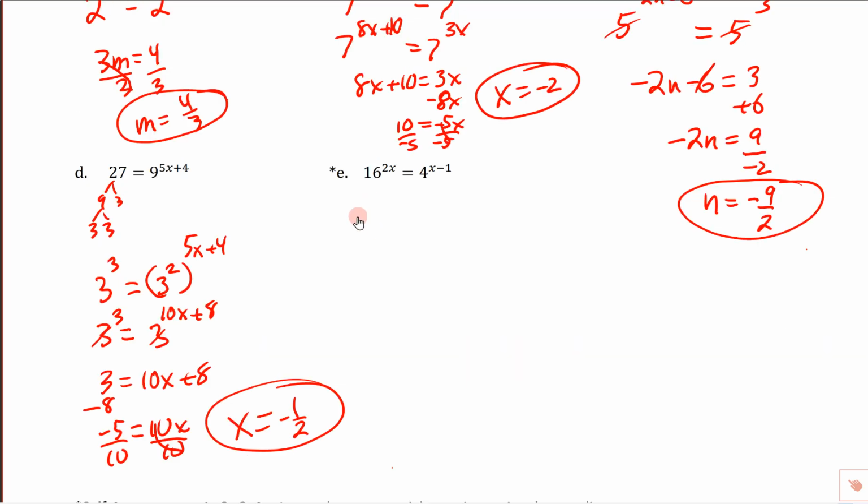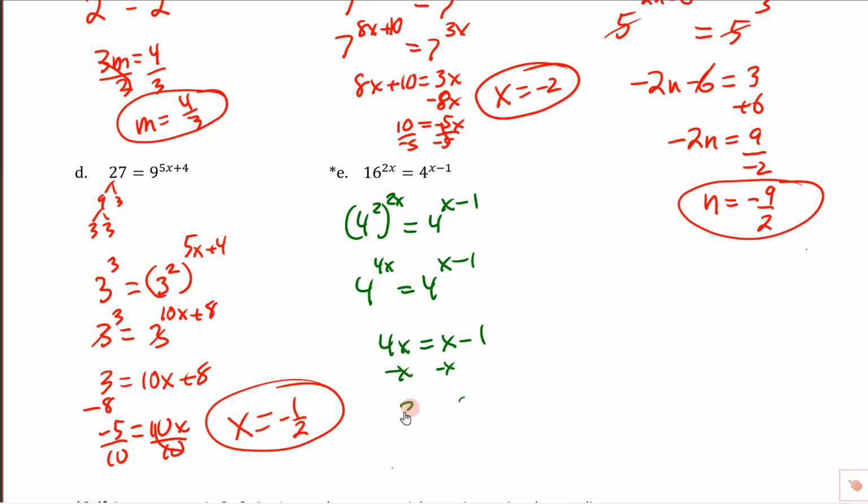So we'll take a look at this one. This is 4 squared raised to the 2x. This is 4 to the x minus 1. Remember, we're using a base of 4. So this would be 4. 2 times 2 is 4. Got the x on there. 4 to the x minus 1. Bases are the same, so I can just drop those. I'm going to move this x to the other side by subtracting x. So I get 3x equals negative 1.